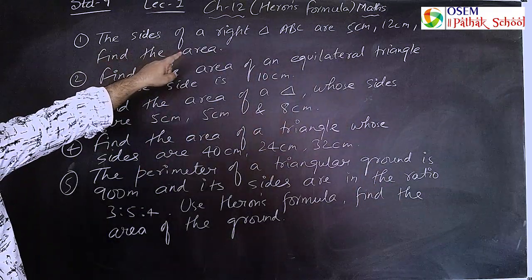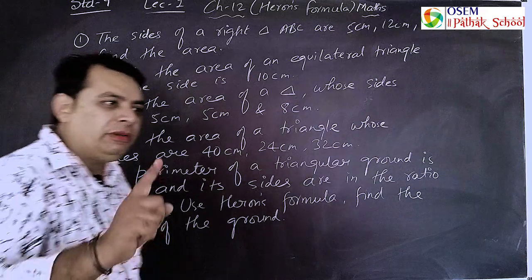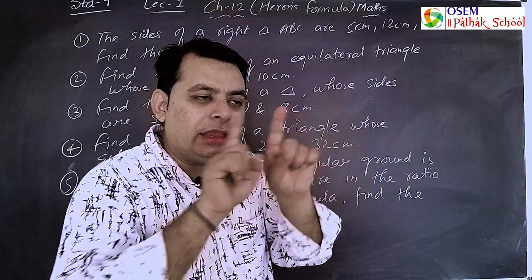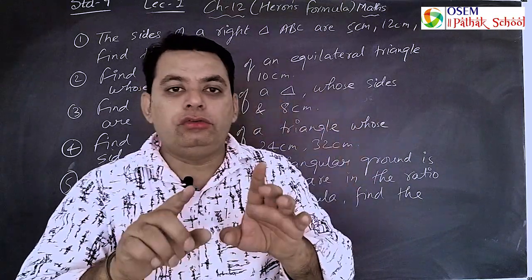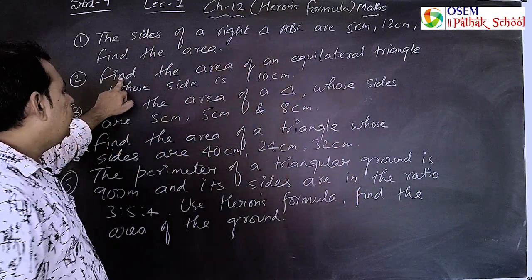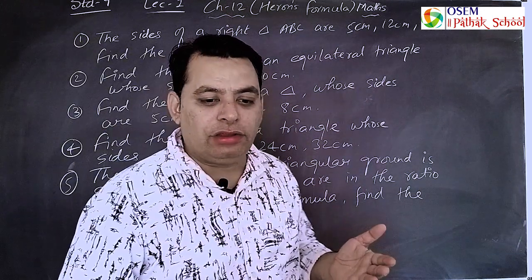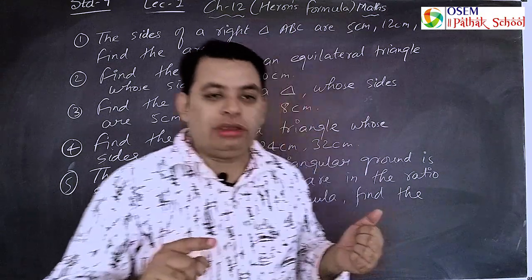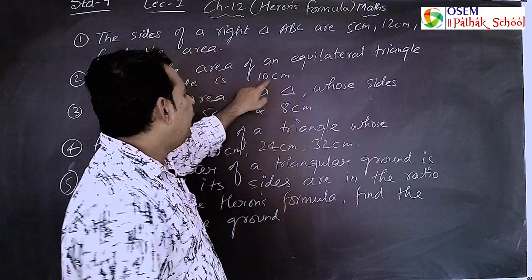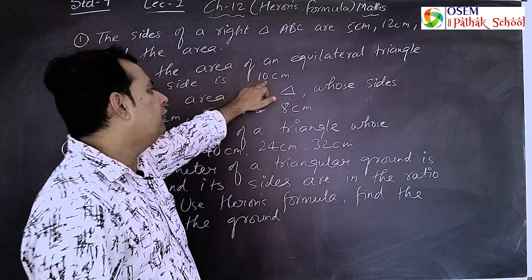The sides of a right triangle ABC are 5, 12 and 13. Find the area of the triangle. You can apply half into base into height, and you can also apply Heron's formula. It is my suggestion that you apply both formulas so that you get the answer by both. It is a right triangle. Second question: find the area of an equilateral triangle whose side is 10. As we know, an equilateral triangle has all sides equal. So you can apply the equilateral triangle formula, root 3 by 4 side square, or apply Heron's formula where A, B and C values will all be 10.